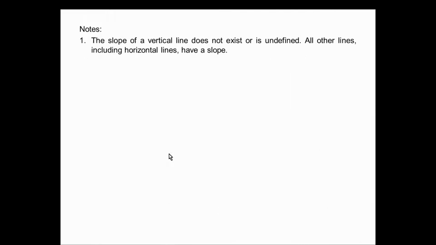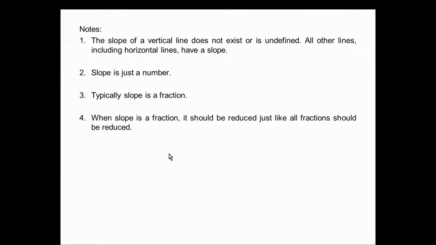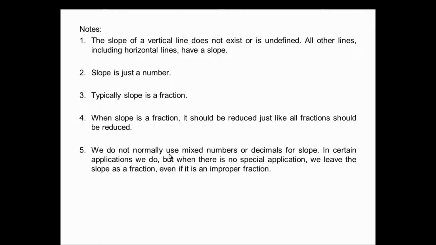So some notes about this. Number 1, the slope of a vertical line does not exist or is undefined. All other lines, including horizontal lines, have a slope. Remember, slope is just a number. Number 3, typically slope is a fraction. Because remember, it's change in y over change in x. It's rise over run. That's a fraction. Number 4, when slope is a fraction, it should reduce just like all fractions should be reduced. Okay, always reduce fractions.